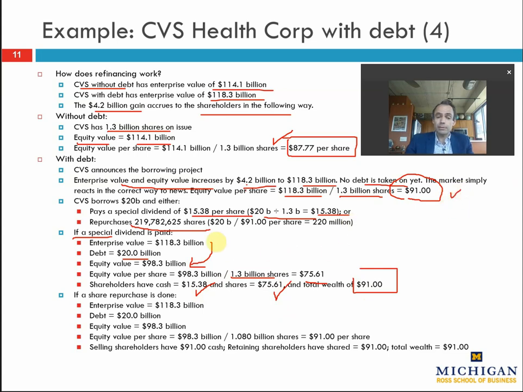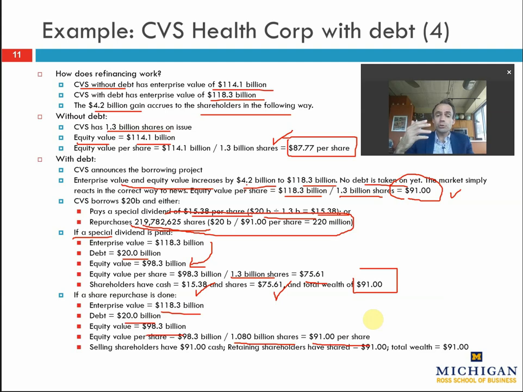Alternatively, if CVS does a share buyback, the shares are trading at $91 each. CVS can repurchase about 220 million shares with this money. Enterprise value is $118.3 billion. Debt's $20 billion, leaving equity value of $98.3 billion. But now there's only 1.08 billion shares in issue because 220 million shares were bought back. And each of those shares is worth $91 per share.